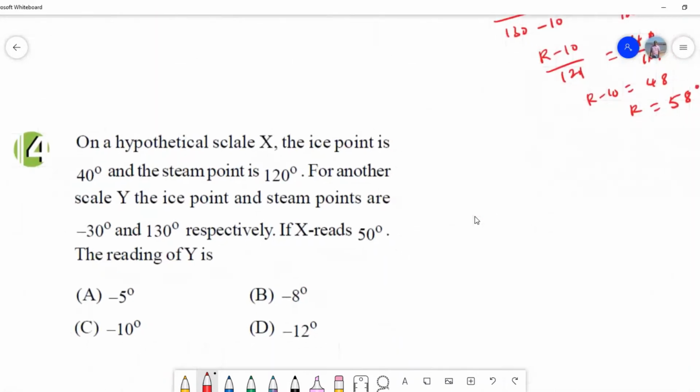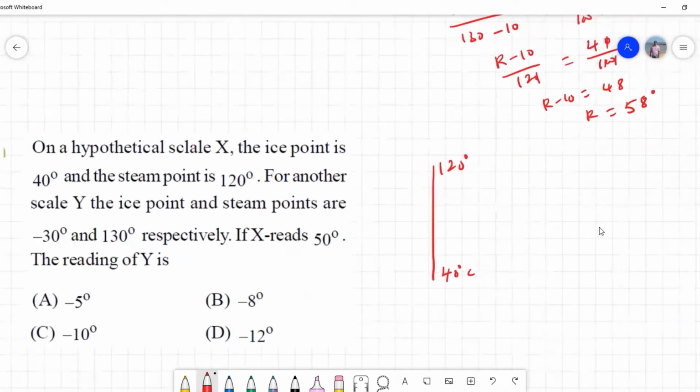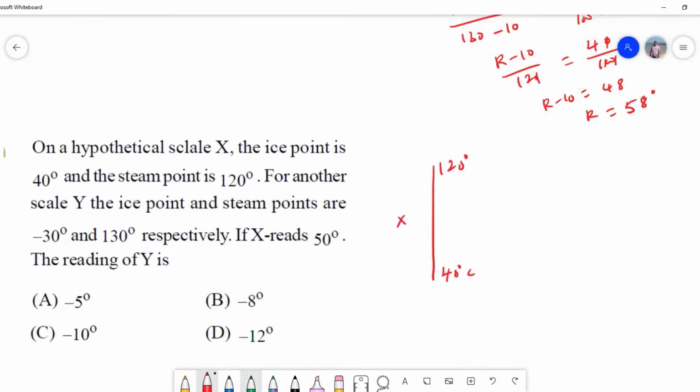Now let us see, in the same way, a hypothetical scale is given. On the hypothetical scale X, the ice point is 40 and the steam point is 120. So the same model: the lower fixed point is 40 and the steam point is given as 120. Now, for another scale Y, this is the scale X. Let me take another scale Y. On this scale, the ice point is minus 30 degrees centigrade and the steam point is given as 130 degrees centigrade. So it's just a new scale.